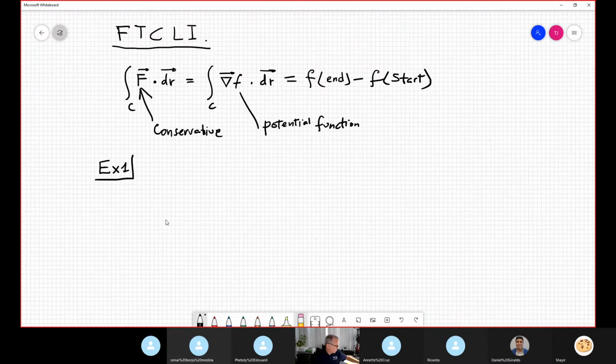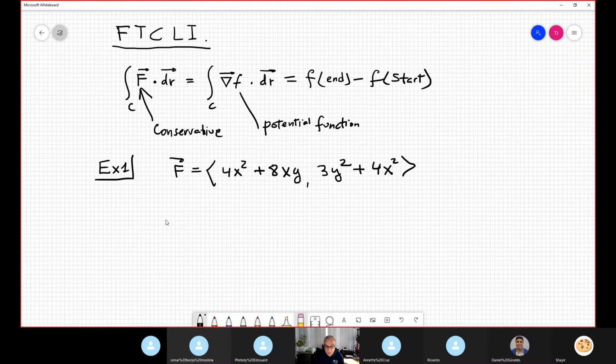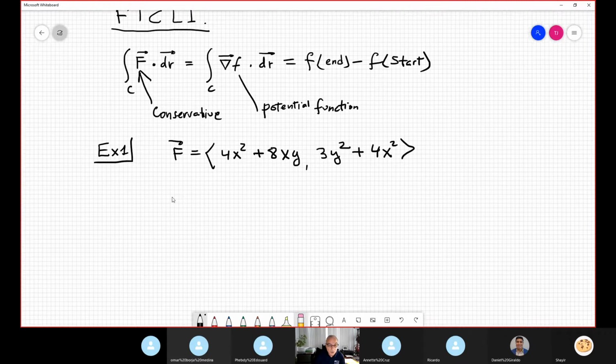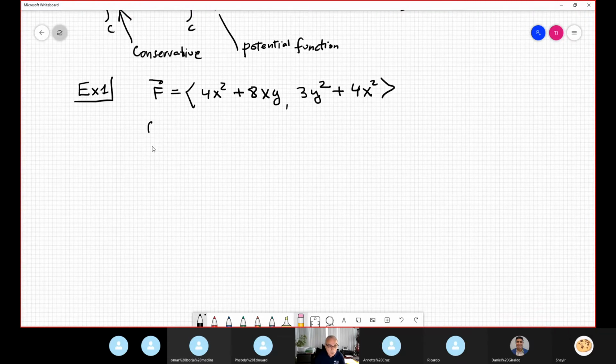Let's do one problem in 2D and one problem in 3D. For example, the vector field is given as 4x squared plus 4xy, comma, 3y squared plus 4x squared. So this is given. And what do you want? Well, you want to compute the line integral of this vector field dot dr. It's a dot product, remember, dr.